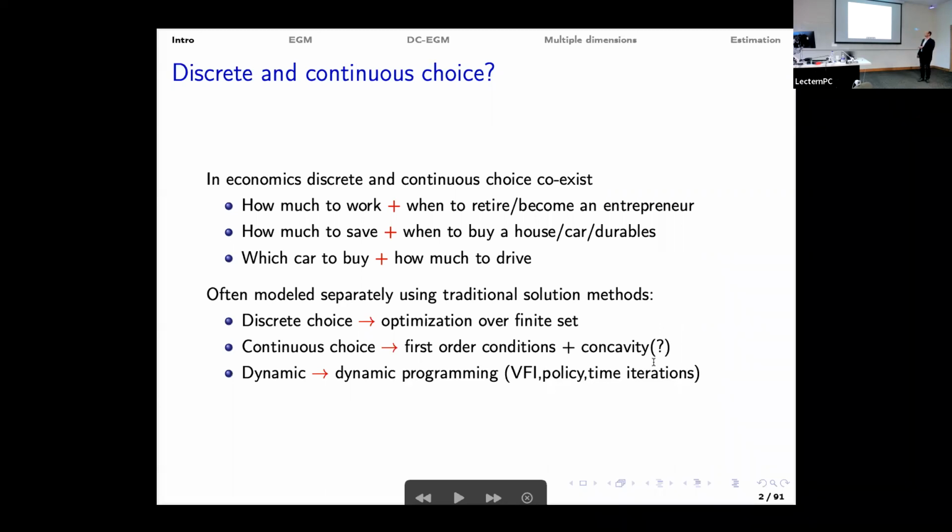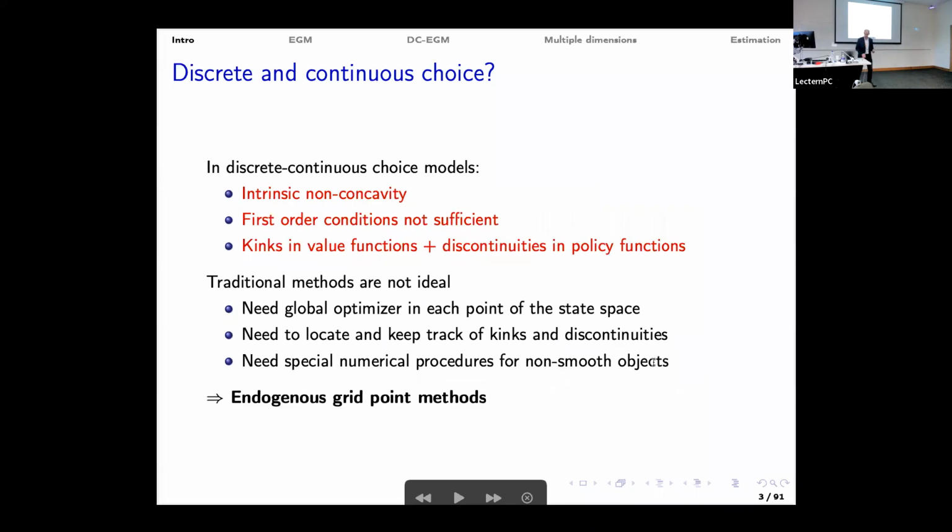And so what do we do usually? Usually we just sort of disregard the fact that these choices are coming together and transform the model into either a continuous or discrete choice framework. Well, there's a good reason that we do that. The reason is that the combination of discrete and continuous choices in the problem makes it pretty hard.